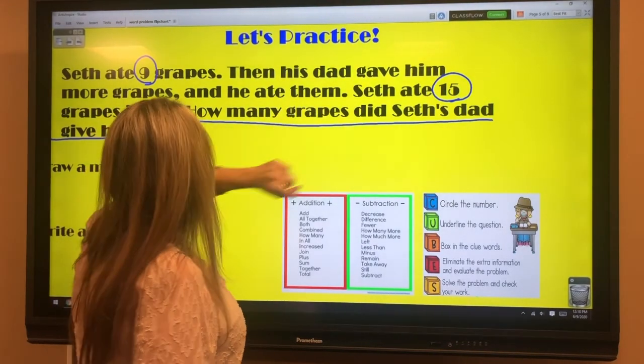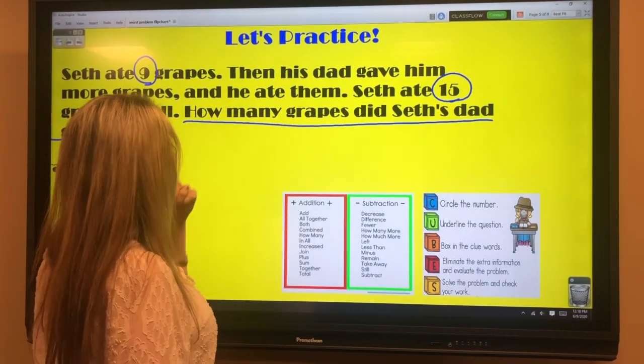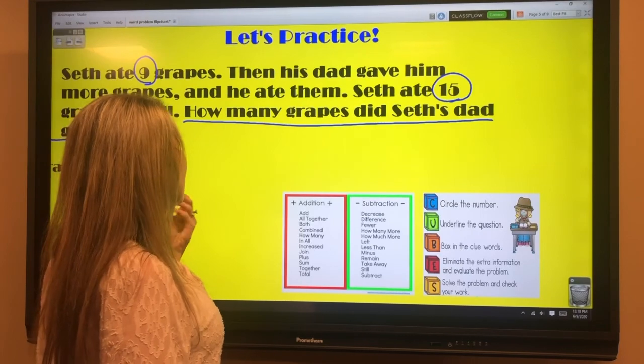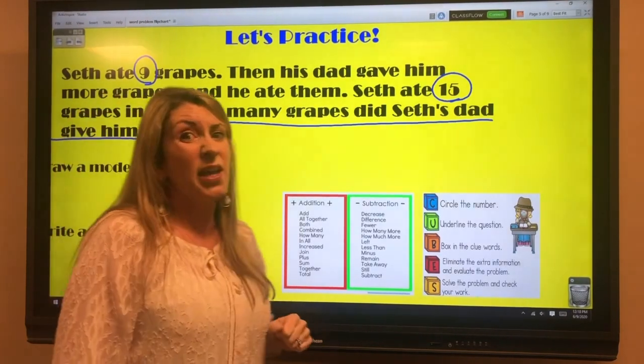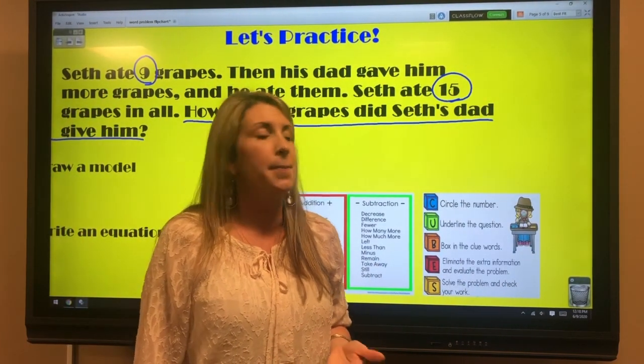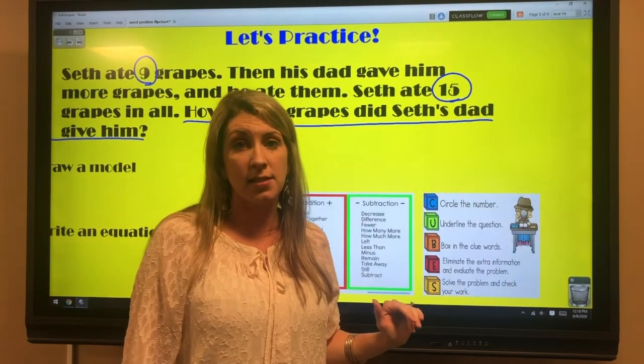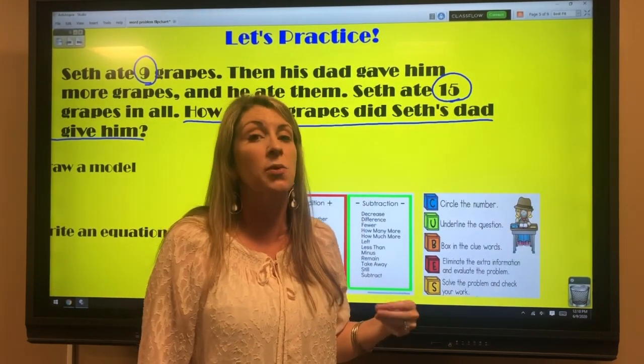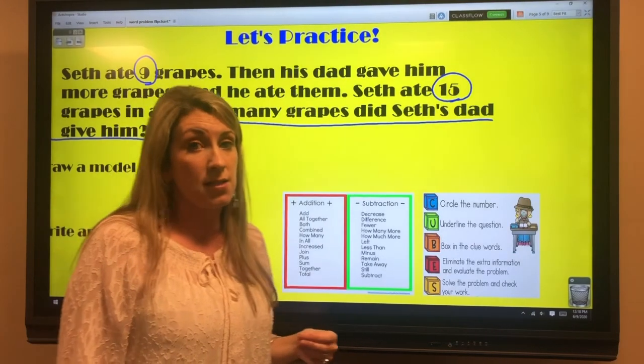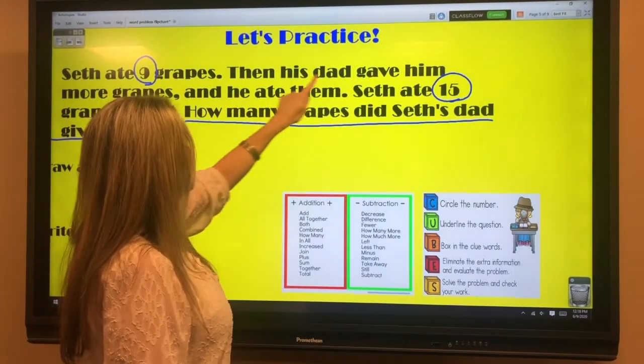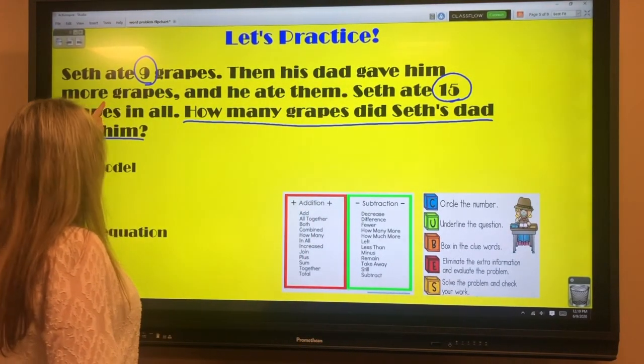Then his dad gave him more grapes, and he ate them. Now, this is an instance when you're going to have a clue word, but it's not going to be on your list, but it's still very important. So we need to make sure that we box it. Where it says his dad gave him more.